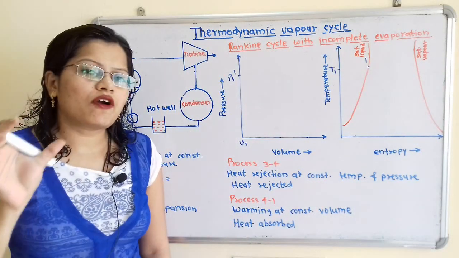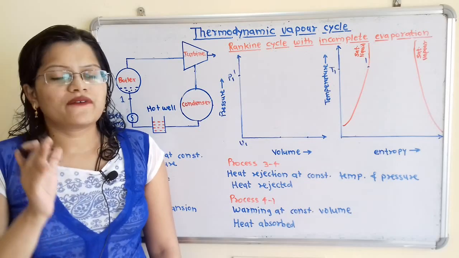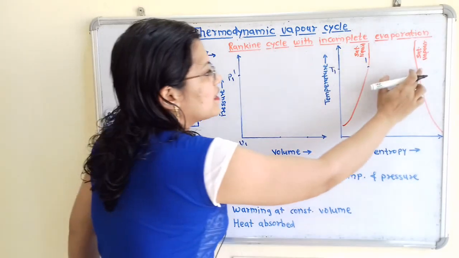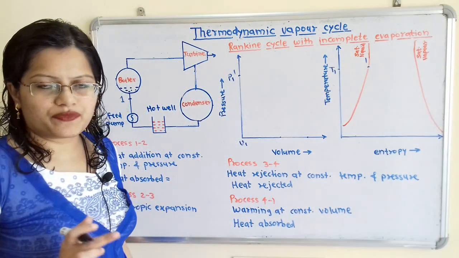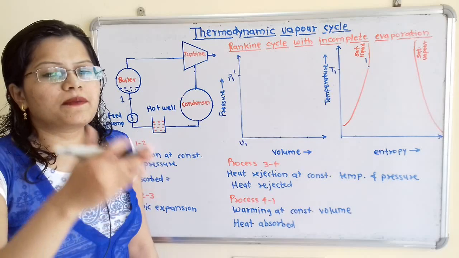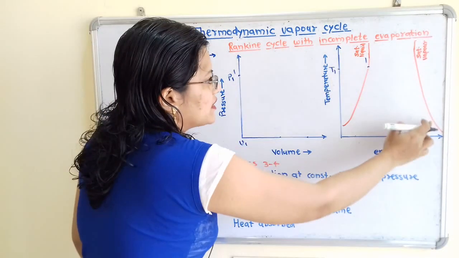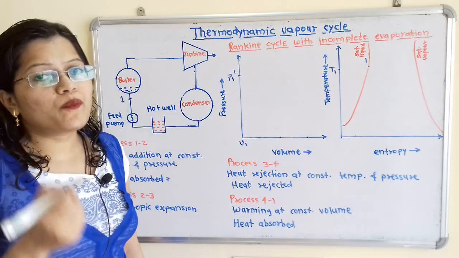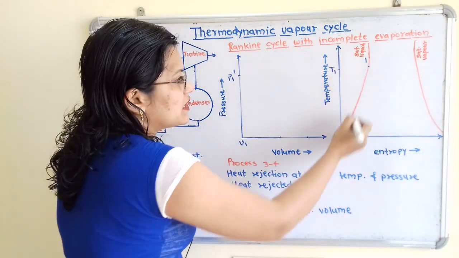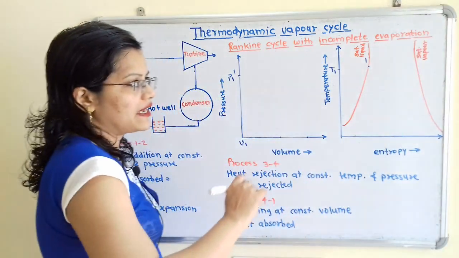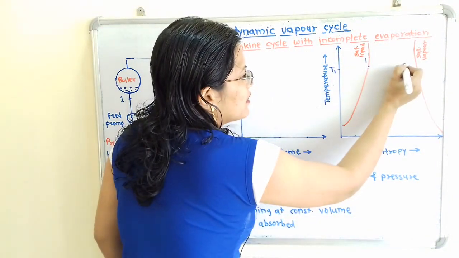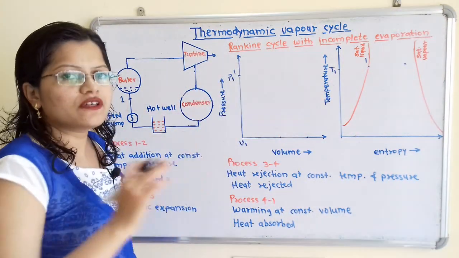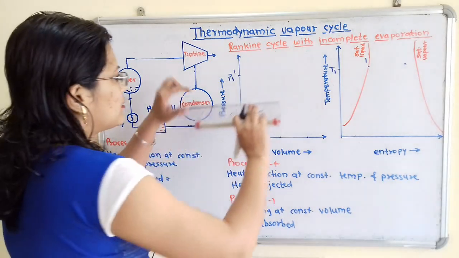So what is the meaning of this incomplete evaporation? When the heat addition process is taking place, saturated water is getting converted into dry saturated steam. But instead of this complete conversion into dry saturated steam, it is getting converted into wet steam. So we have to show point 2 in between this saturated liquid line and saturated vapor line. So in between this, that means somewhere here we have to show this. And we have to keep pressure and temperature constant. Now we will draw this line.